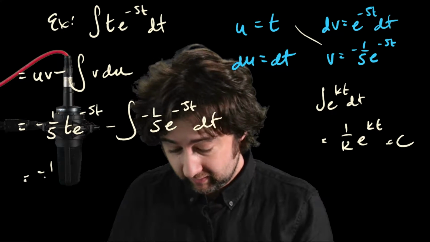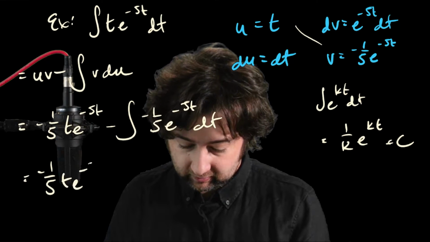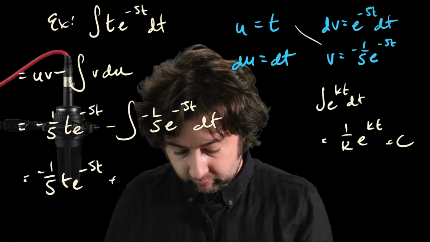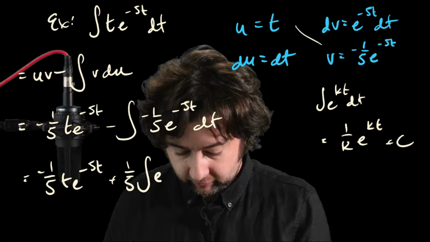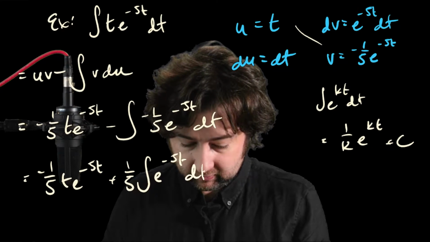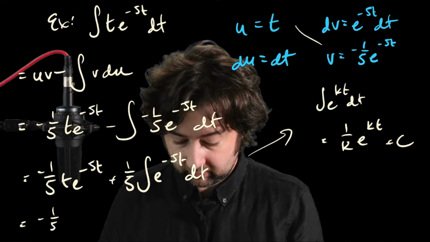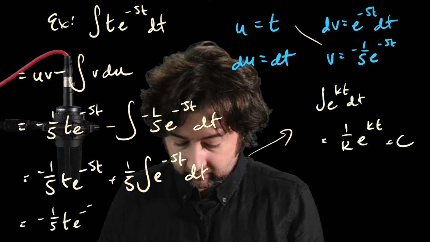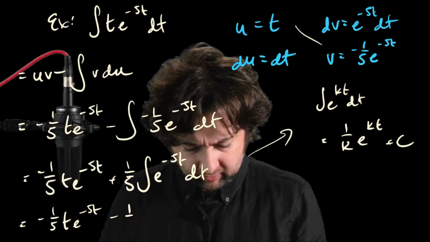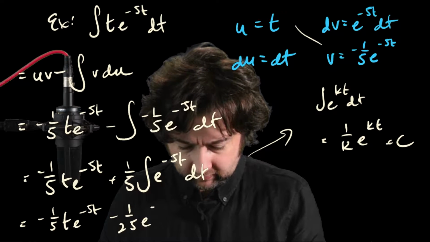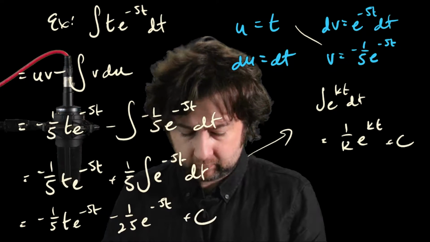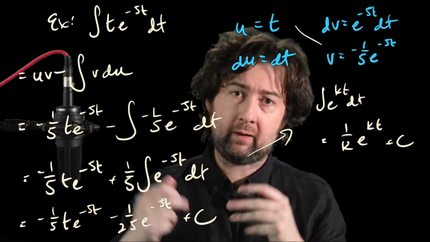So I get minus 1/5 t e to the minus 5t plus 1/5 integral of e to the minus 5t dt. And using the same idea I used over here, I can write minus 1/5 t e to the minus 5t, and this turns into minus 1 over 25 e to the minus 5t plus c. A very typical application of this rule.